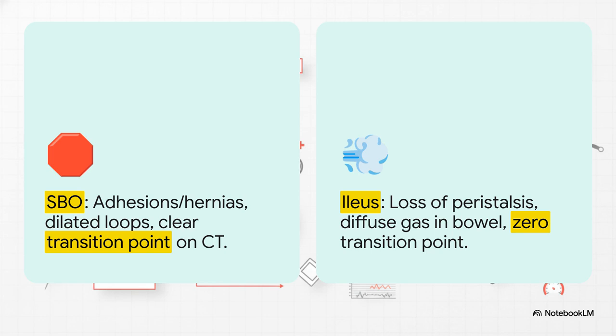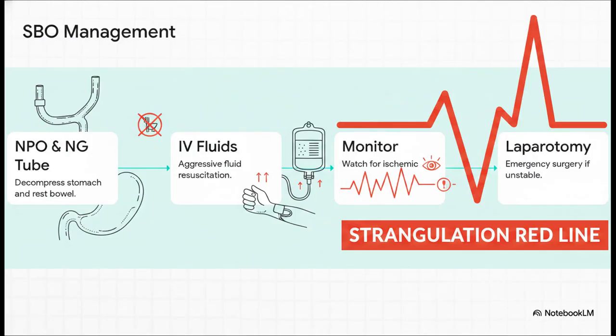But on the other side, adynamic ileus. This is a functional loss of peristalsis, maybe post-op, maybe from hypokalemia. And ileus gives you diffuse gas dilating both the small and large bowel. Zero transition point. None. Now, if you have a stable mechanical obstruction, it buys you a little time. The protocol is strict. Make the patient NPO, drop an NG tube for decompression, and blast them with aggressive IV fluids to fix those electrolytes.